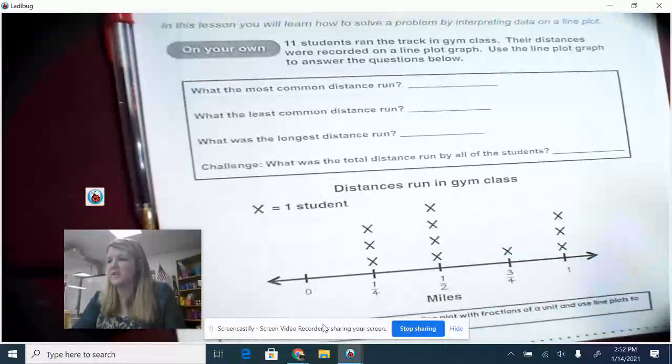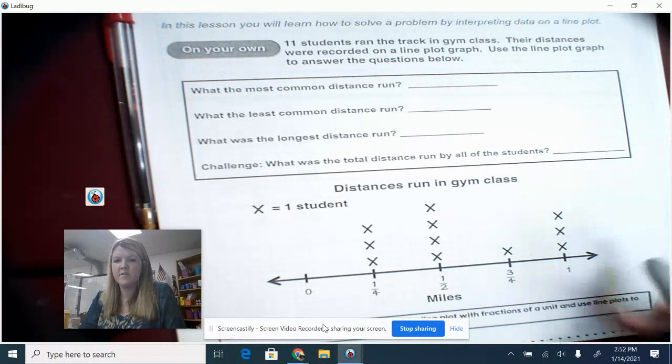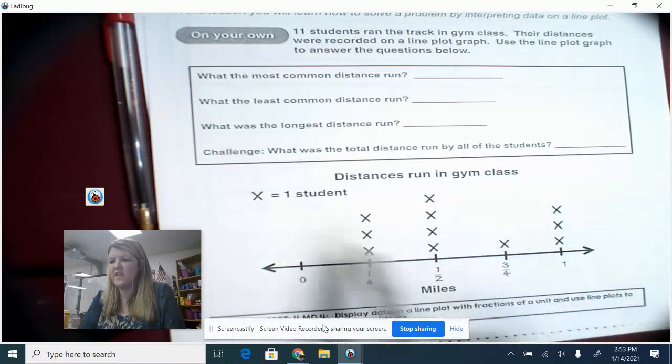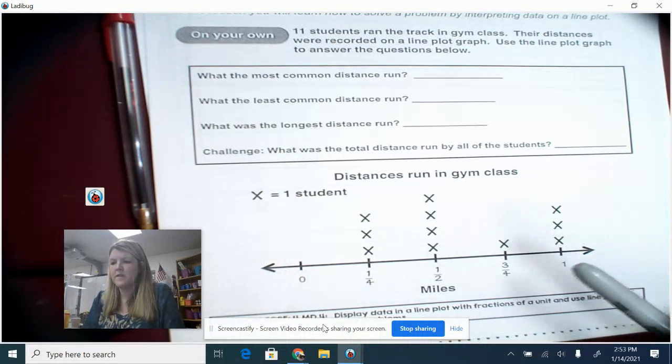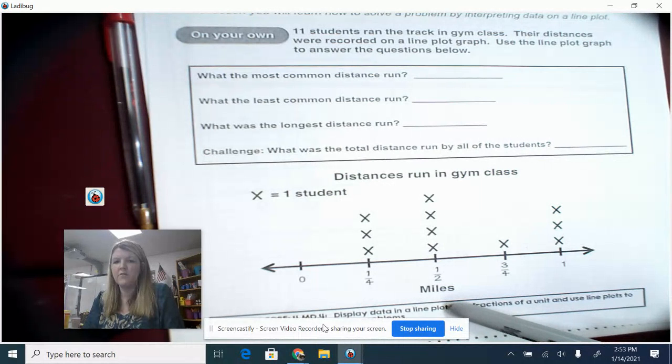So we're looking at 11 students that ran the track. And if you'll notice, it tells us that each X equals one student. And then this is in miles.